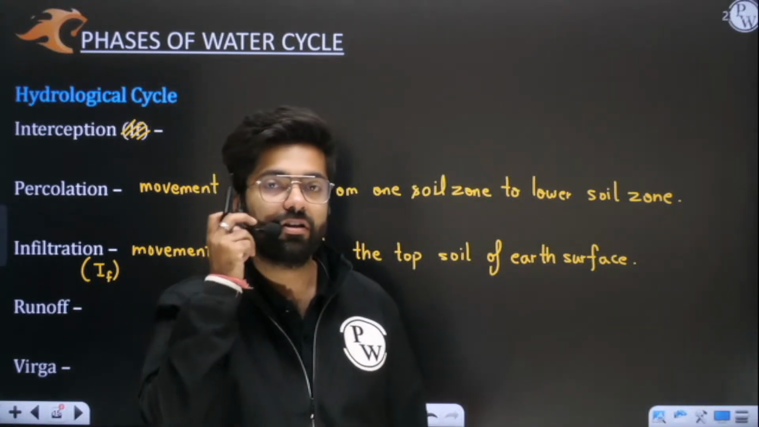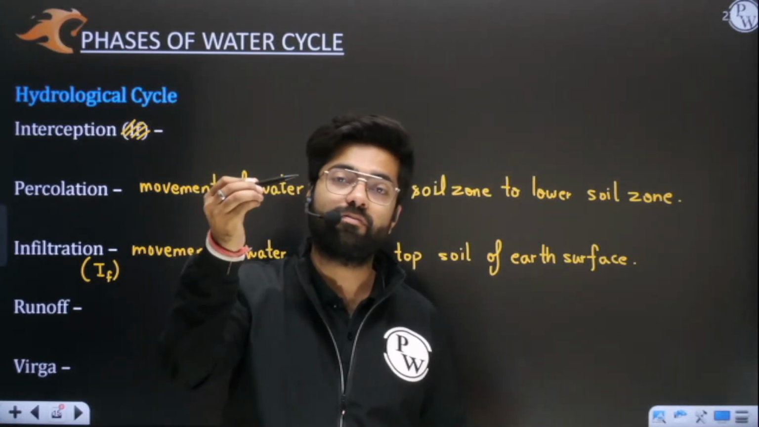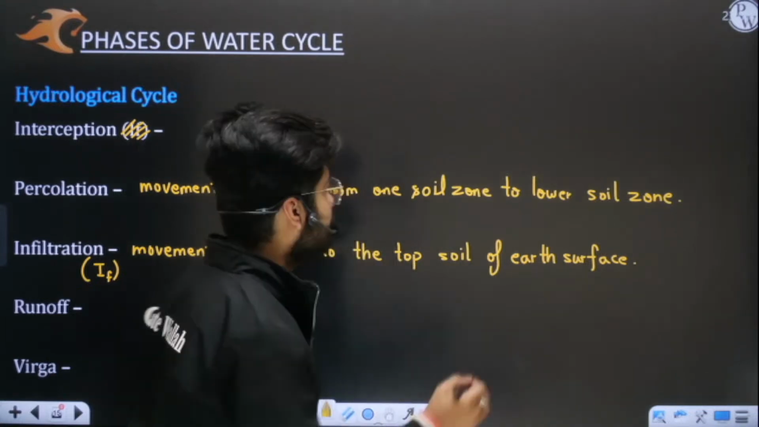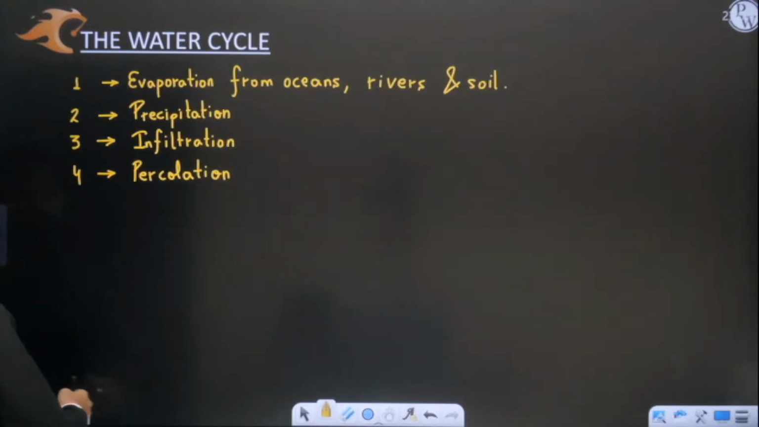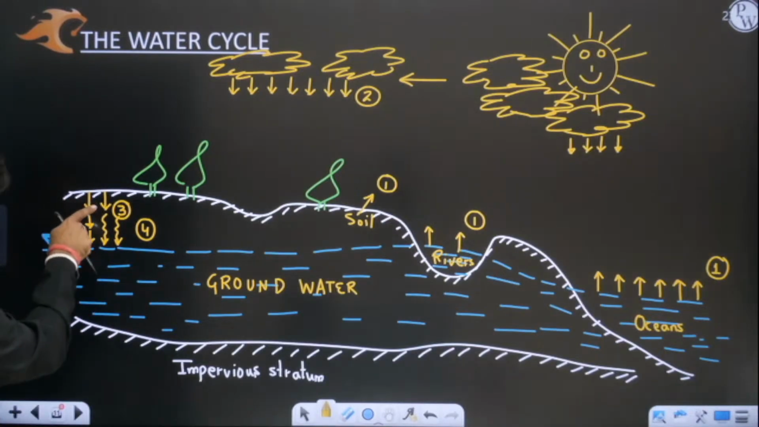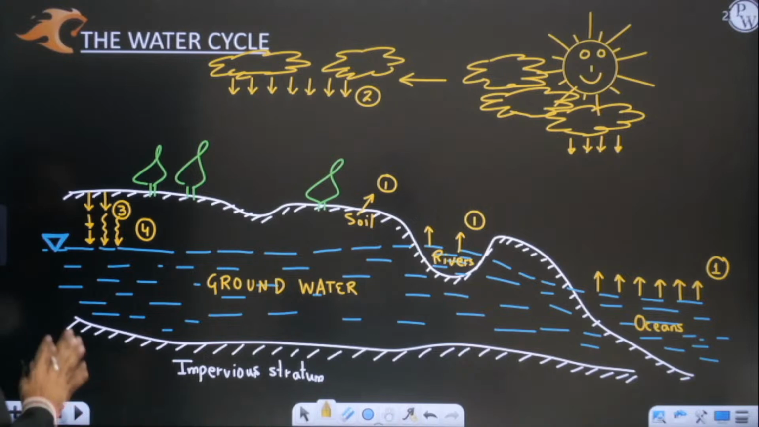Percolation means that water is moving from one soil zone to another soil zone. That is percolation. So this is that basic difference. Infiltration means water is getting inside the topsoil and then it is percolating deep down. That is your fourth part.